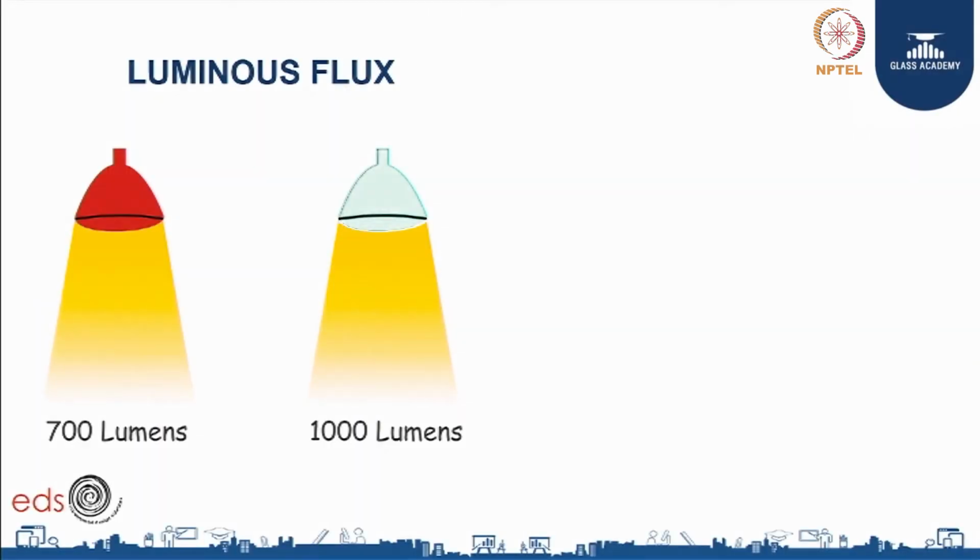So now let's take this small example. We have a red lamp and a green lamp. The amount of light output, or lumens, out of the red lamp is around 700 lumens, and of the green is 1000 lumens. So from a lighting perspective, it is clear that you would like to go with a fixture which has higher lumen output because you will get more light output from that fixture.